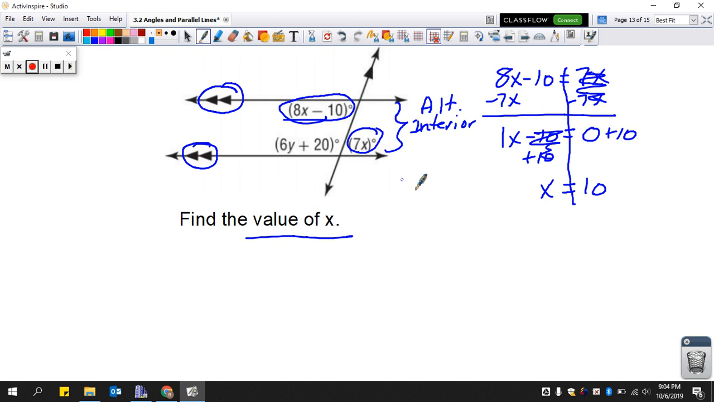So some of the questions you may run into might ask you, what's the measure of the angle? Well, if it asks you to find out what the measure of the angle is, all you do is take that value of x and you plug it in. So 7 times x is 70. Okay, 8 times x is 80 minus 10, which would be 70 as well, which we would expect to be the case because they are alternate interior angles.